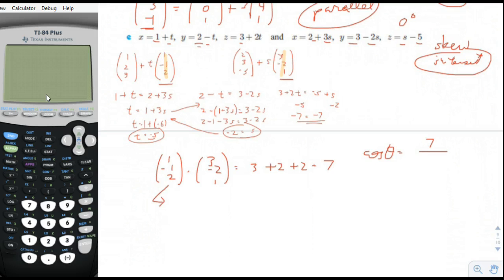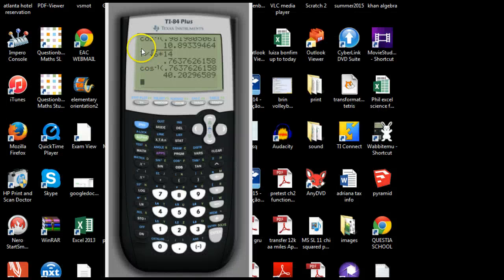The magnitudes would be square root of 6, using Pythagoras' theorem. And here we get 9 plus 4 plus 1, which is square root of 14. In the denominator, we get root 6 times root 14. So we put that in the calculator: 7 divided by root 6 times 14. That gives us 0.764. If we take the inverse cosine of that, we get 40.2 degrees. And then we're done.